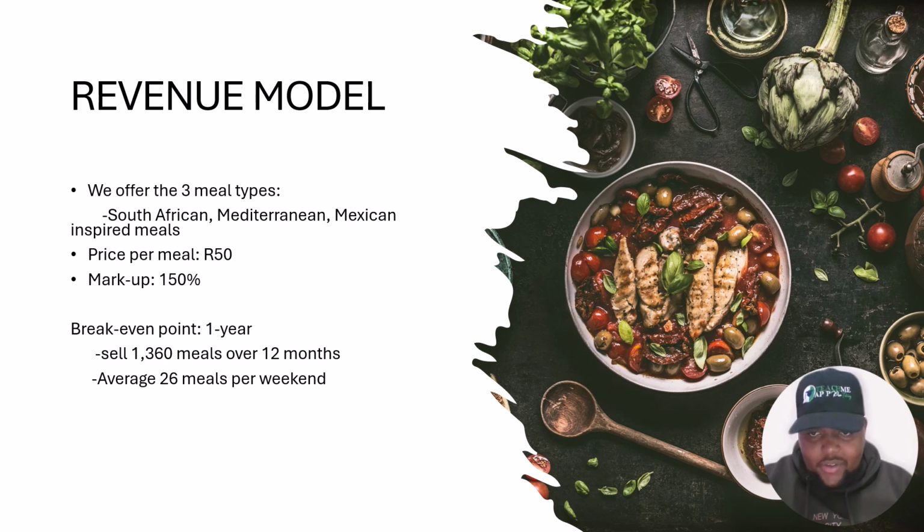What are you offering? How much are you selling it for? This is where you convince the judges that, hey, those costs, this is how I can pay them back. We need X amount, we'll pay it this way. This is where your revenue model is. So we offer three meal types: South African, Mediterranean, and Mexican inspired meals.